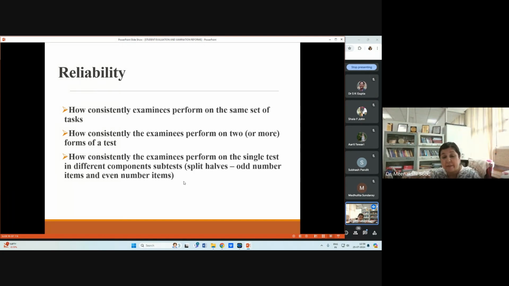So when I say reliability, whatever questions you are putting, suppose you are giving the student the same set of questions at the same hardness level, are they performing in the same way or a different way? Reliability is how consistently the examinee performs on two forms of a test.